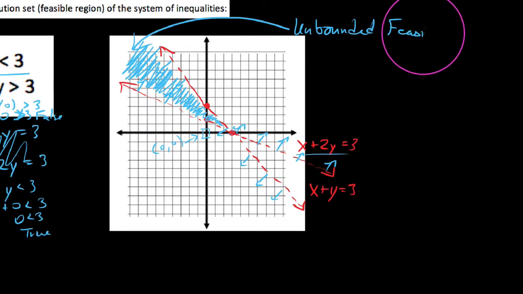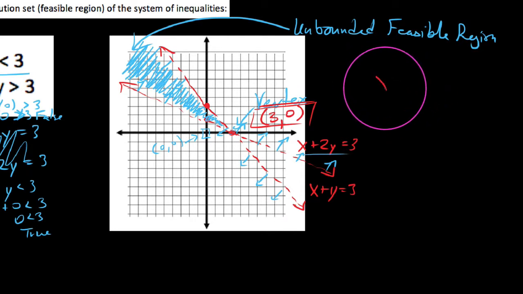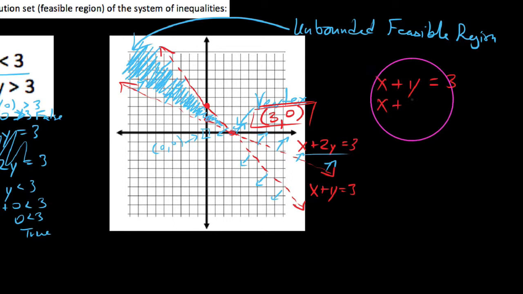And not only is it unbounded, does it still have vertices? Does it count as a vertex if you have a cusp like this? We say it indeed does have a vertex at this point here. We're still always interested in finding vertices. Clearly this point in this instance is 3, 0. And of course, if we weren't sure, we could always solve a system with the two equations that are meeting at this point.